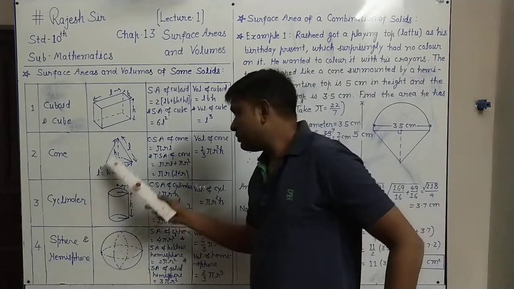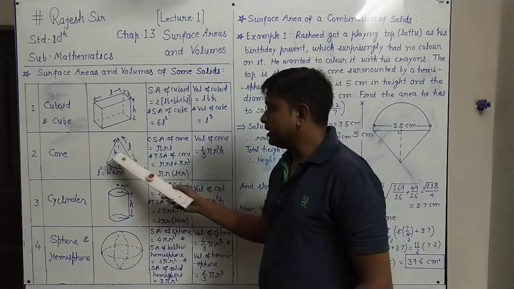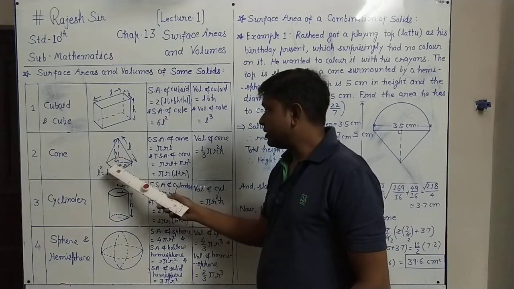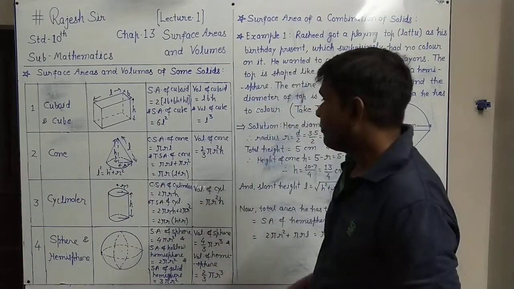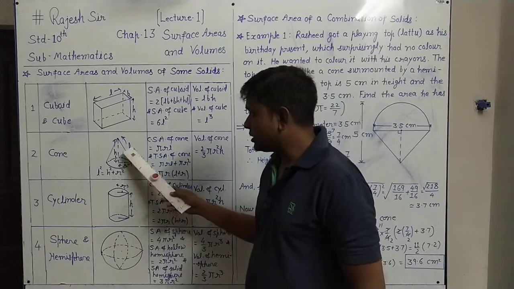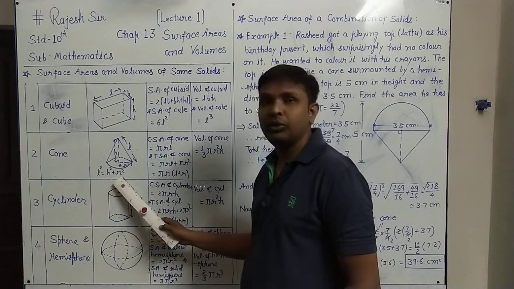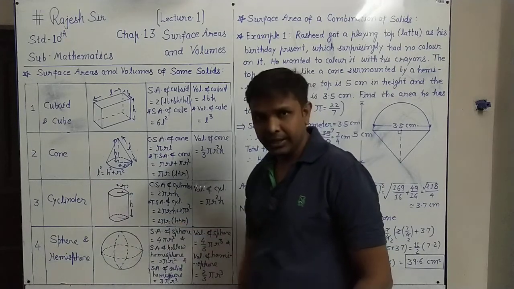For a cone, in the figure this height is called slant height L, this height is called straight height H, and this is the radius R of the circular base. By the Pythagoras theorem, L square equals H square plus R square. This relation shows the connection between the slant height, height and radius.